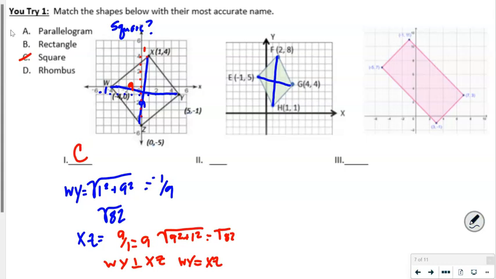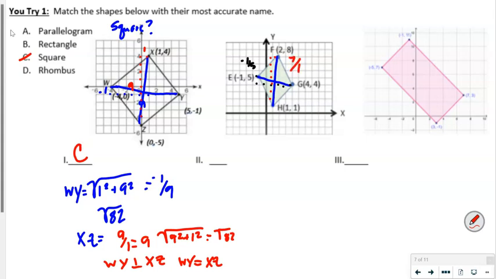So I'm going to check EG right here. This one is going down 1 over 1, 2, 3, 4, 5. So that's negative 1/5. So if this is perpendicular, the other one would be 5, right? Okay, so let's check it. So we're going up 1, 2, 3, 4, 5, 6, 7. 7 up, 1 over. So they definitely are not perpendicular, right? Okay, so we know it's not a rhombus.